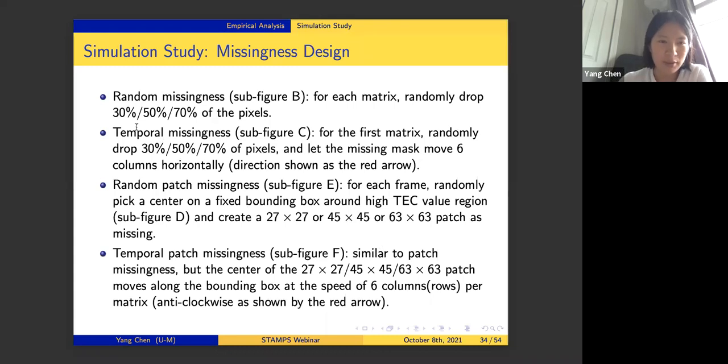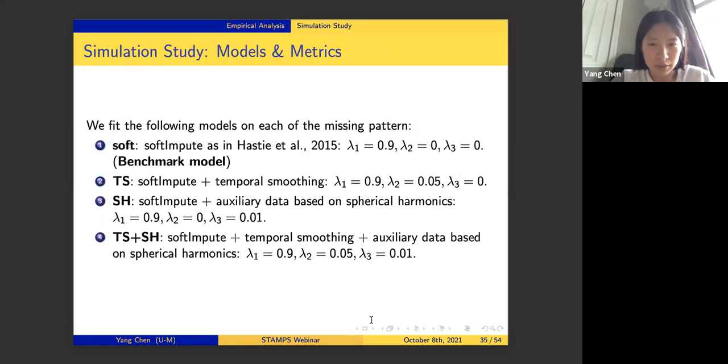For the random missingness, we consider 30, 50, and 70% of the missingness. And similarly for temporal missingness, we also consider 30, 50, and 70% missingness. And the missingness mask will move 6 columns horizontally at each time point. For random patch missingness, we create smaller patches, for example, 27 by 27, or we create large patches, which are 63 by 63. For temporal patch missingness, we consider similar patterns of the patches, but we move those boxes at a speed of 6 columns per matrix at each time point. And we do this temporal missingness pattern anti-clockwise, so that it will range across the globe in terms of where it is missing. And the methods that we adopt are as follows.